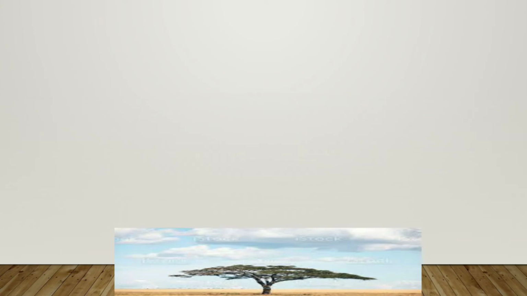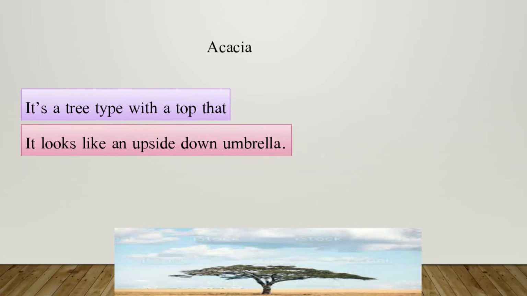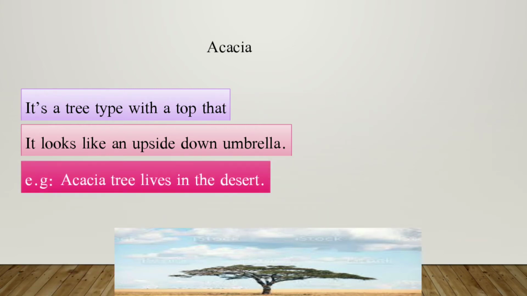It's another type of tree called acacia. It is a tree type with a top that looks like an upside down umbrella. So it's a tree type with a top and it looks like an upside down umbrella as you see. Acacia tree lives in the desert.